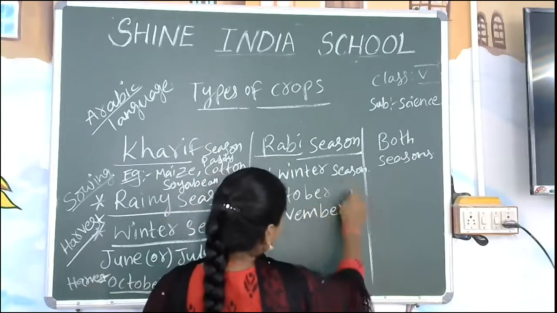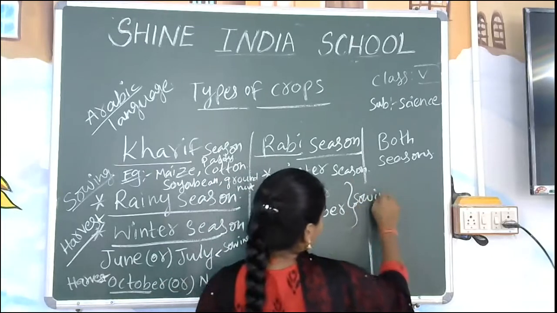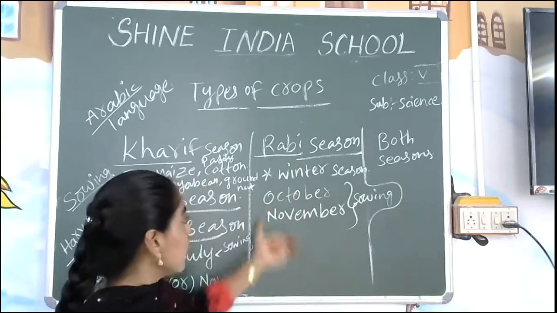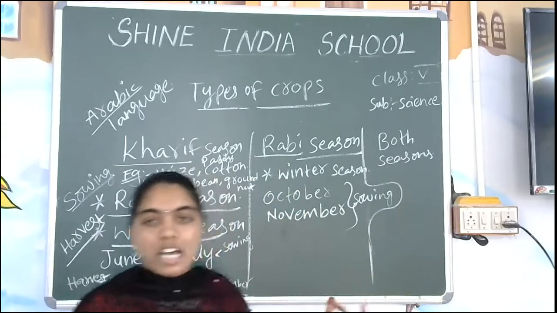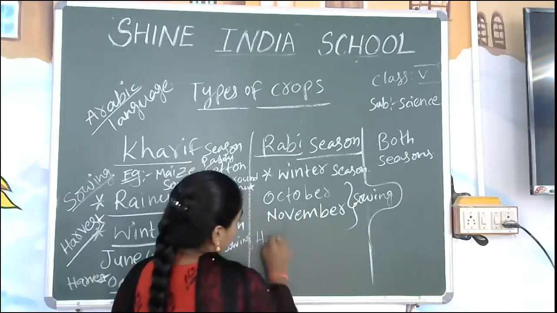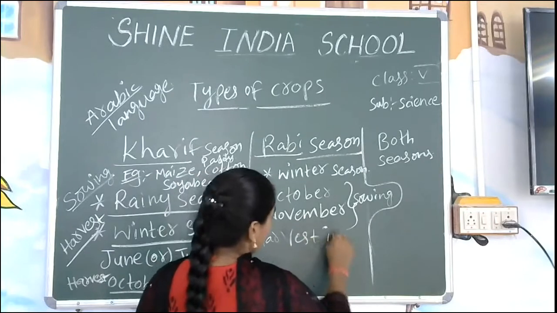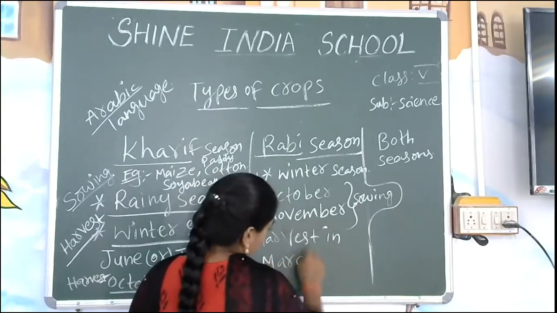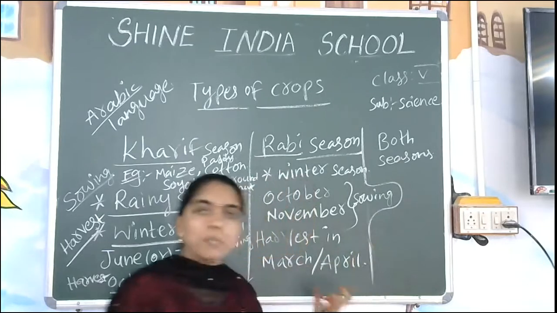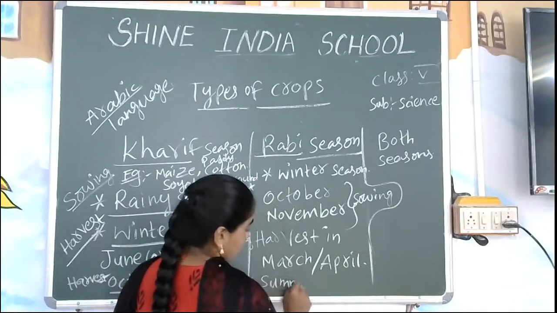This is the sowing time, the sowing time of seeds. These can be seen in winter season, that is October or November. And next, harvested in March or April. Means almost the summer season has started.